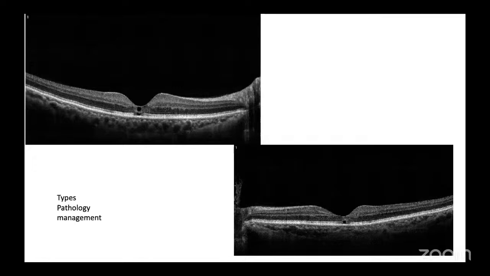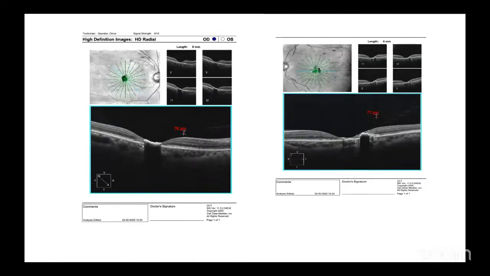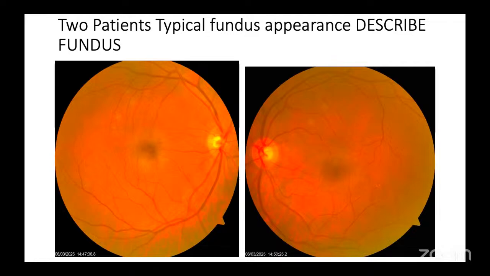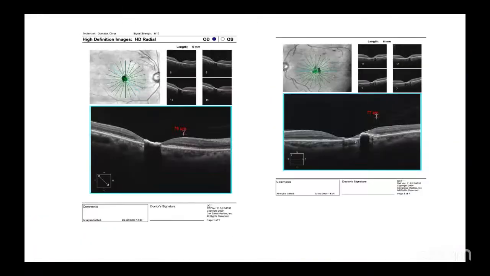But what about these? These are the OCTs of the same patients. This is of the first picture, and this is of the second picture. These are two patients. On the OCT picture of the first patient, and this is the OCT picture of the second patient. There's discontinuity in the ISOS junction.